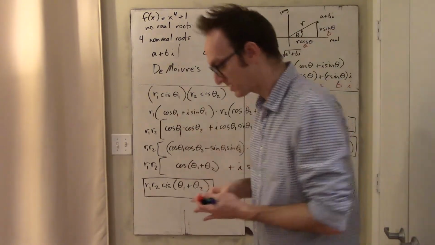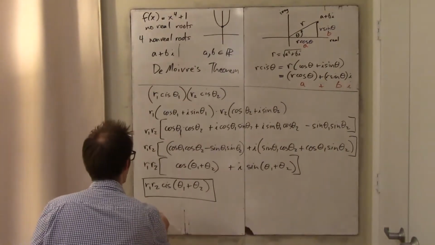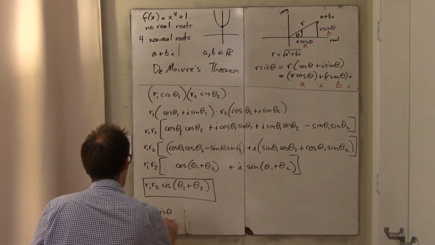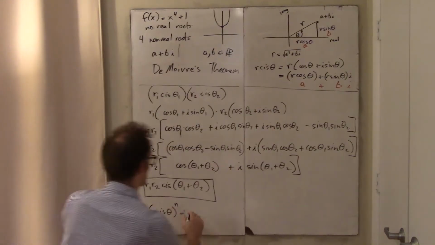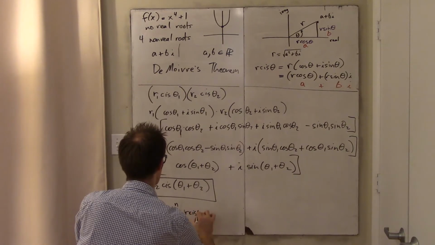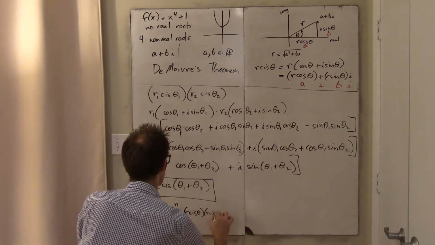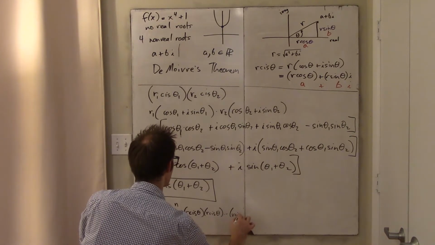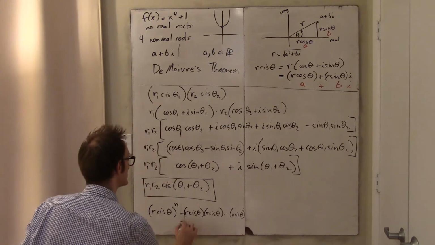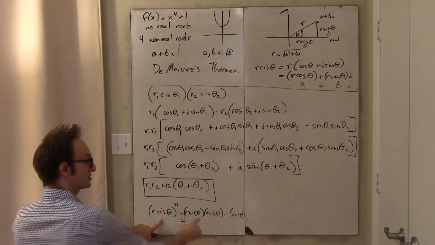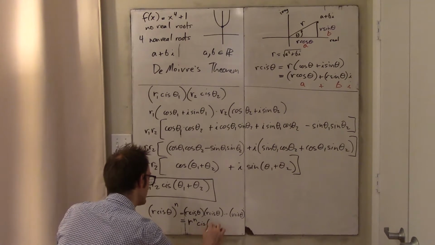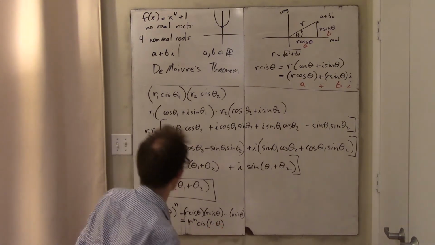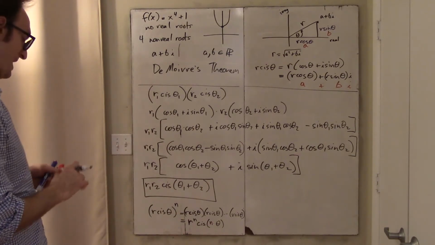why should I care about this? Well, what this means is that if I have some complex number, r cis theta, and I raise it to the nth power, well, now that's like r cis theta times r cis theta times r cis theta, n times. But of course, if I do n of these, then what I get is a complex number whose magnitude is r to the n, and which has been rotated by n theta. All right, and this is what's known as DeMoivre's theorem.